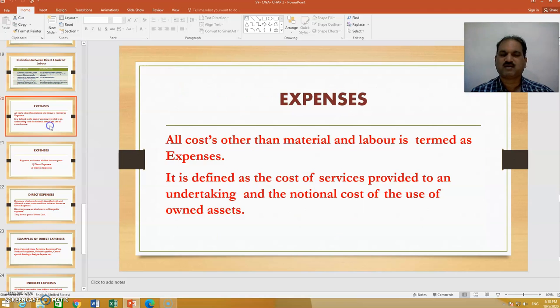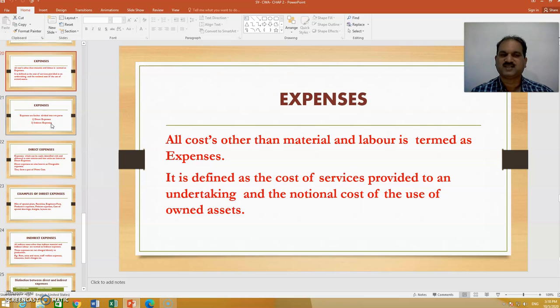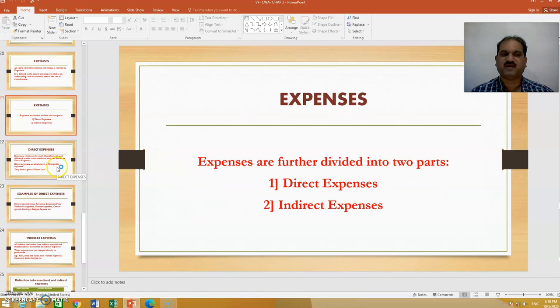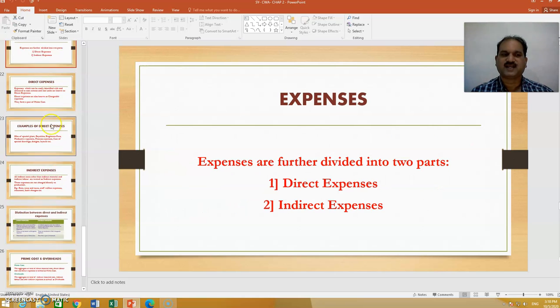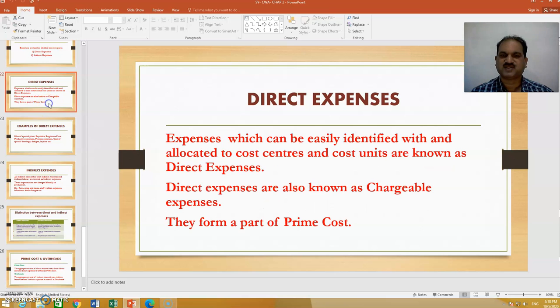Now let's look at the third important element, that is expenses. All costs other than material and labor is termed as expenses. It is defined as the cost of services provided to an undertaking and the notional cost of the use of owned assets. These expenses are further divided into two parts, direct expenses and indirect expenses.